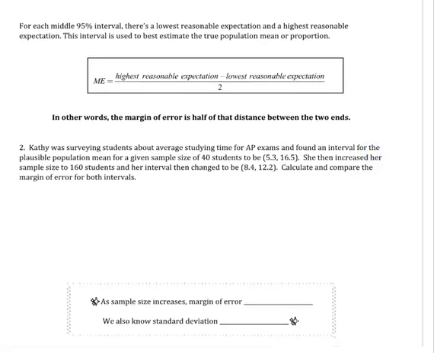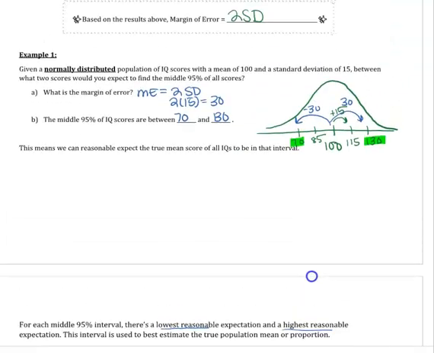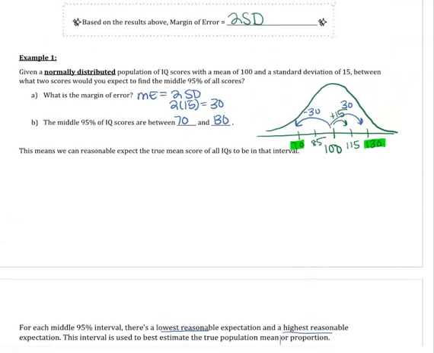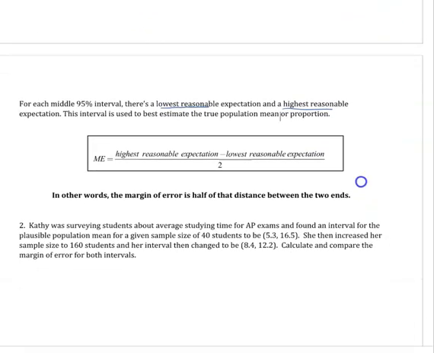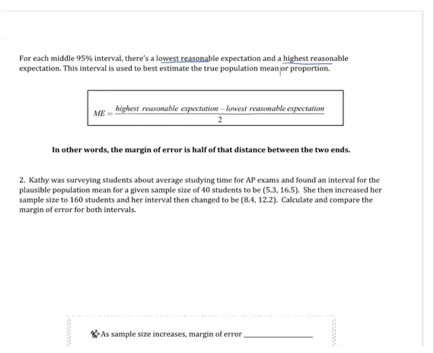Now, when you guys are looking at middle 95% intervals, there's always a low reasonable expectation and a high reasonable expectation. As you just saw in the previous example, it is reasonable to expect that the true average of all IQ scores is somewhere between 70 and 130 based on our sampling. So your low estimate is 70 and your high estimate is 130. If margin of error is equal to 2 times the standard deviation, it's also true that margin of error is going to be equal to the highest reasonable minus the lowest, divided by 2. So I'll simplify this here in the margin: high minus low divided by 2.